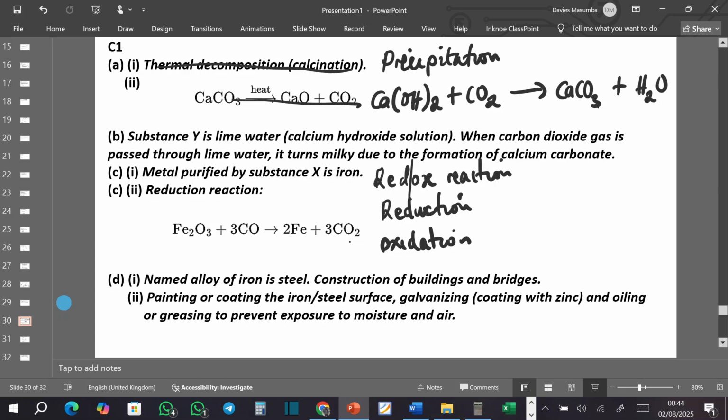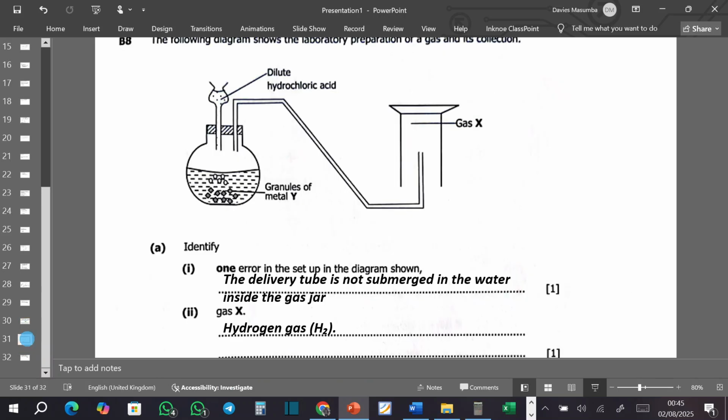So corrosion, which is the wearing out of metals, is prevented by painting or coating, galvanizing, which is coating with zinc, or oiling or greasing. Okay, these are some of the methods. So let's go to the next question. So this is our next question.